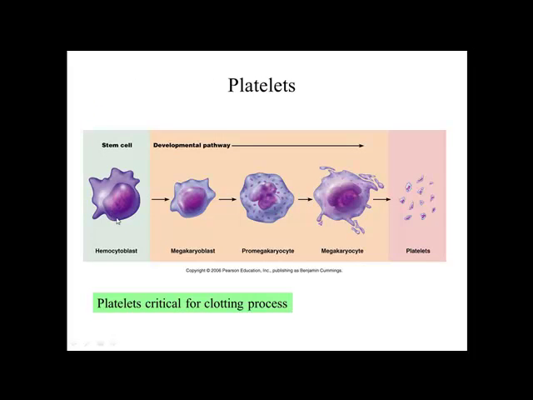All right, with platelets, hemocytoblast, that's our mother stem cell, can make any other stem cell. They go from there to megakaryoblast, to promegakaryocytes, to megakaryocytes. Our platelets are cytoplasmic fragments of megakaryocytes. Write that down. Platelets are cytoplasmic fragments of megakaryocytes, and they're going to be critical for the clotting process.